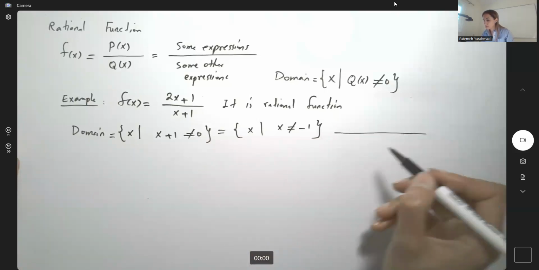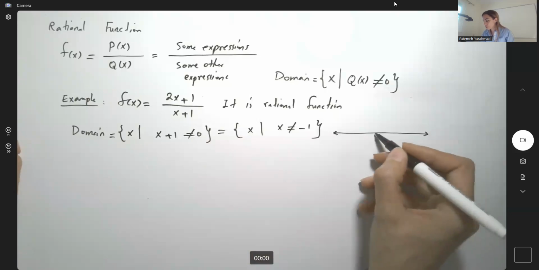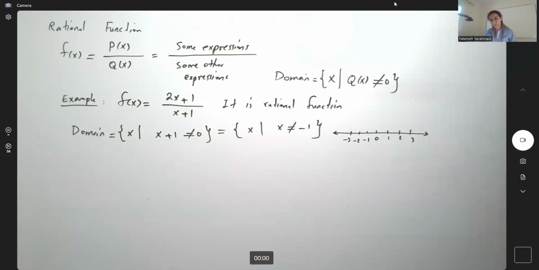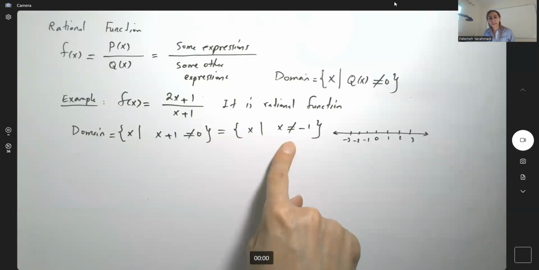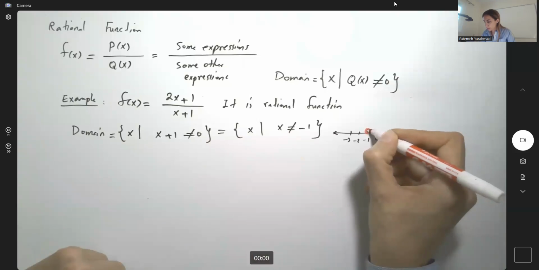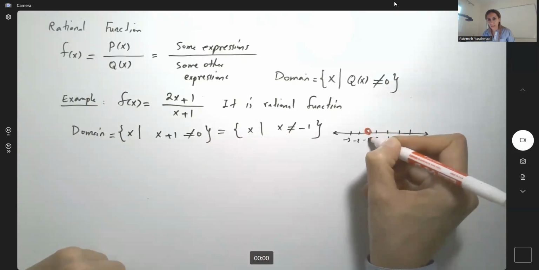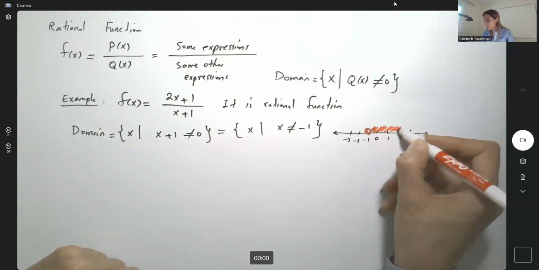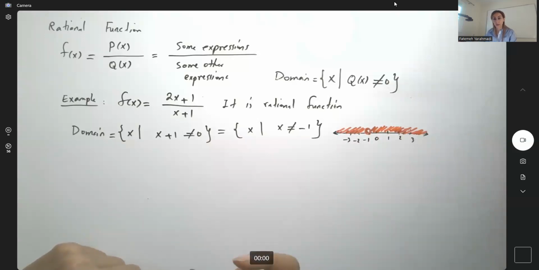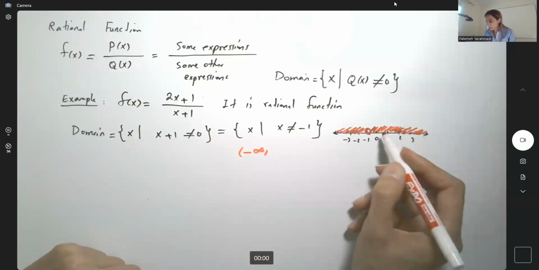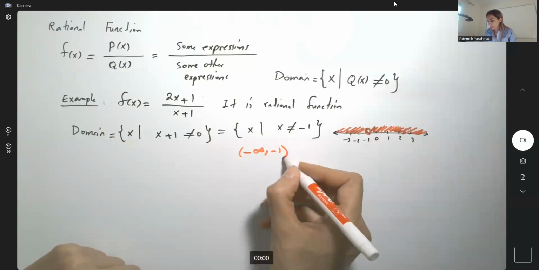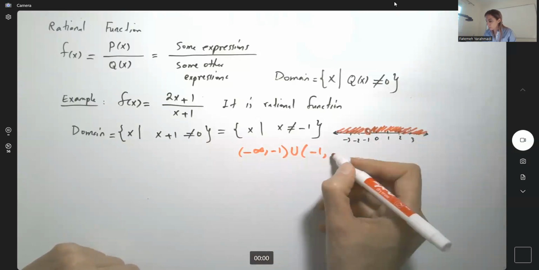So if I ask you to graph the domain of this function, you're going to say, I have 0, some positive numbers, and some negative numbers. It excludes -1. X cannot be -1. So we put an open circle here to show that you are excluding -1, and shade the rest of the numerical values on the right and on the left. Another way to represent this is negative infinity up to -1, with a hiccup here, union with -1 to positive infinity.